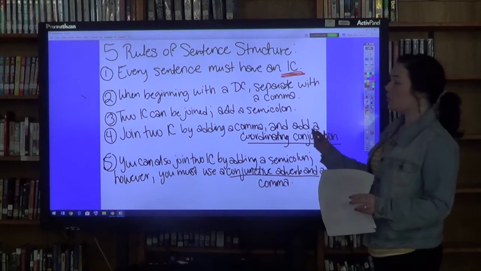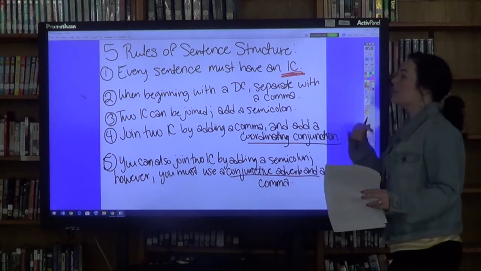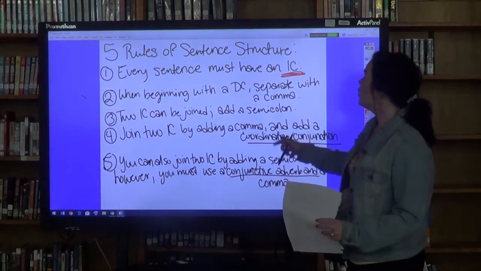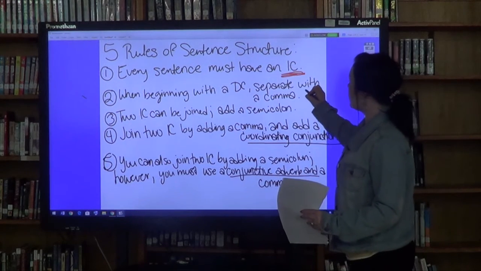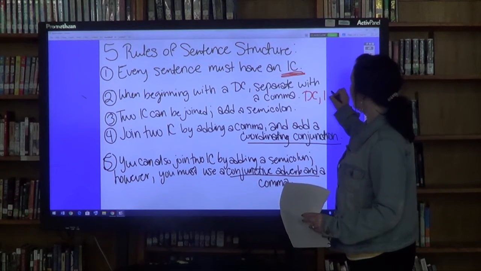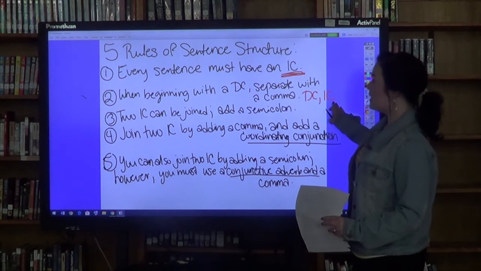Now, rule 2. What about when you add in a dependent clause into your sentence? If you begin your sentence with a dependent clause, then you must separate with a comma, okay? So if you're starting with a dependent clause, you're going to add a comma before your independent clause. You see what I did there? Dependent clause, comma, independent clause.